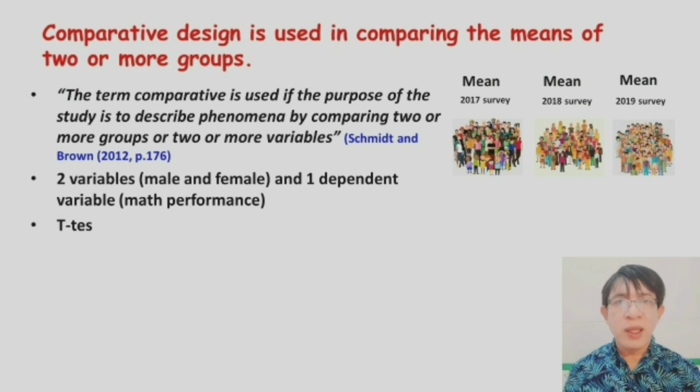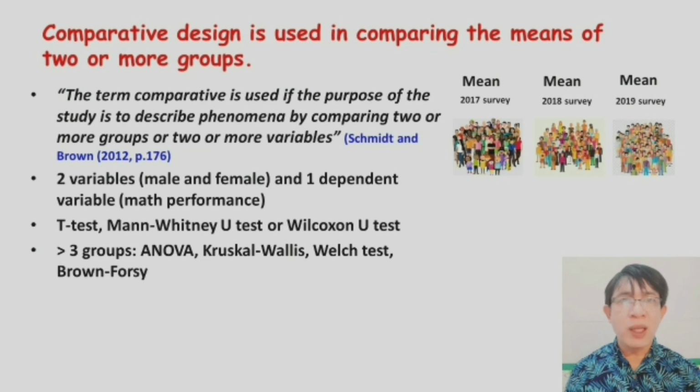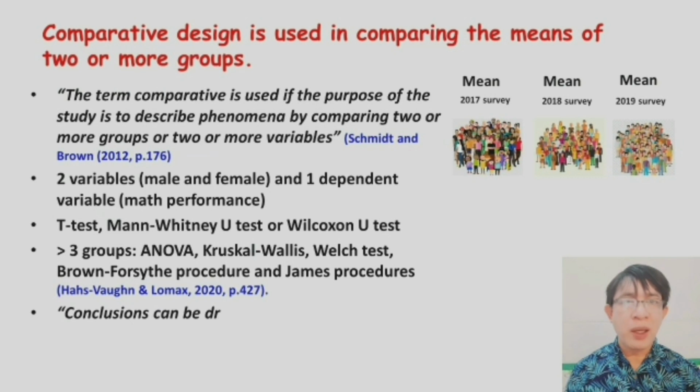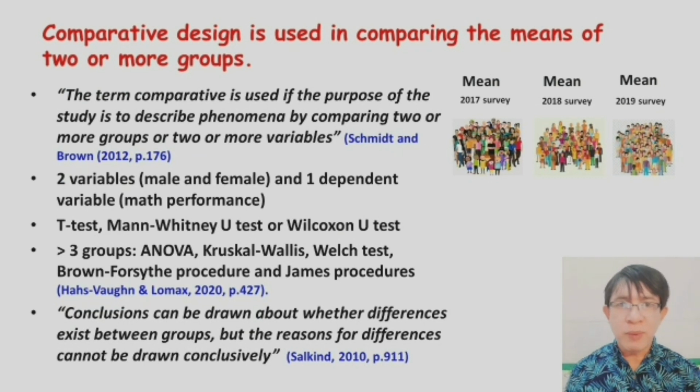The statistical tools t-test, Mann-Whitney U-test, and Wilcoxon test are used to calculate data from two samples. In comparing the means of three or more groups, for instance, PISA mean scores of China, Malaysia, Indonesia, Thailand, and Philippines, the analysis of variance or ANOVA, Kruskal-Wallis, Welch test, Brown-Forsythe procedure, and James procedure are employed. Conclusions can be drawn about whether differences exist between groups, but the reasons for differences cannot be drawn conclusively.